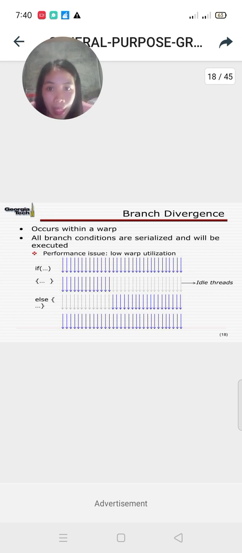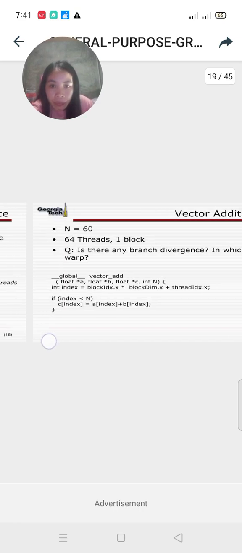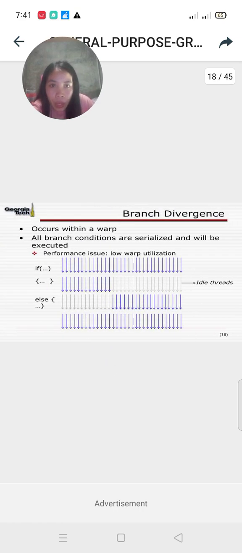This is a vector addition example. This is an example of vector add on GPU. This is the CUDA code, then assembly, PTX, for the example vector add on GPU. N is 8, threads in one block, warp size 4. This is the execution sequence.